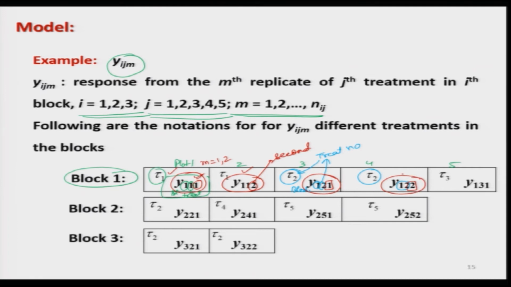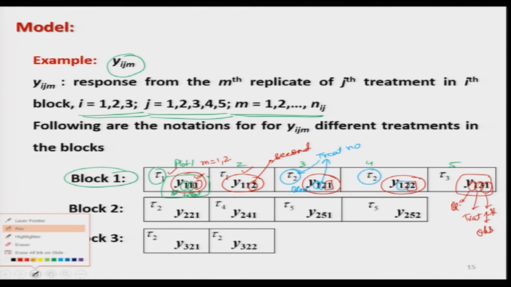And similarly, if you look at Y131, you can say very easily that this is the observation in block number 1 when treatment number 3 is given, and this is only 1, that means the first observation. So, this is the first observation on treatment number 3 in block number 1. You can see it is not very difficult to understand; you have to just concentrate and see how you are going to do it.